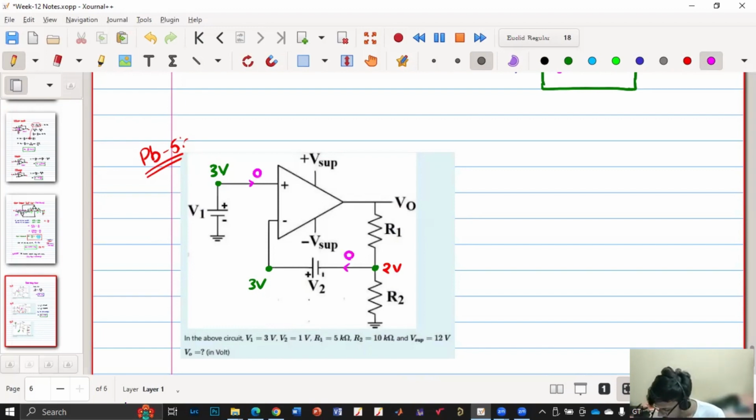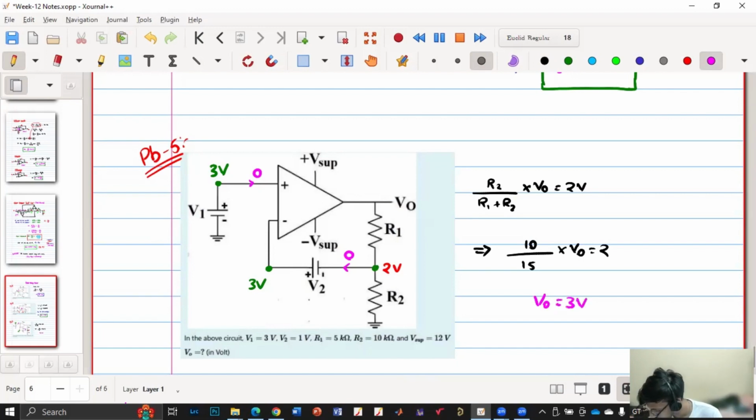So this is like a resistor divider circuit, right? So R2 by R1 plus R2 into V0 equal to 2 volt, right? And R2 is how much? 10. R1 plus R2 is how much? 15. So 10 by 15 into V0 is equal to 2. So V0 is 30 by 10. How much is V0? 3 volt, right? Agree? Yes, sir.